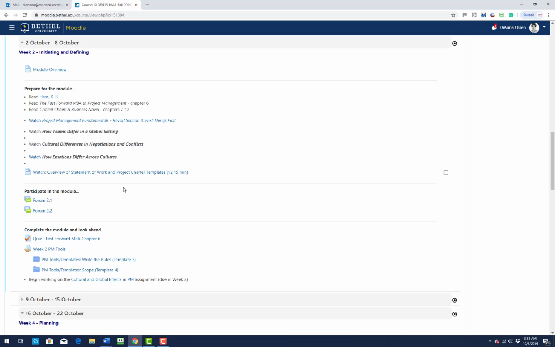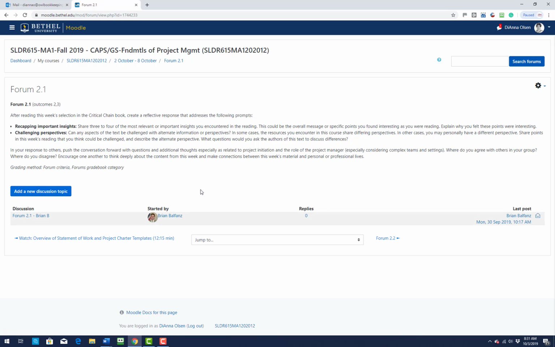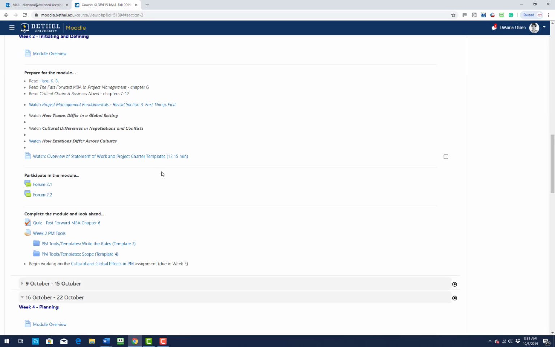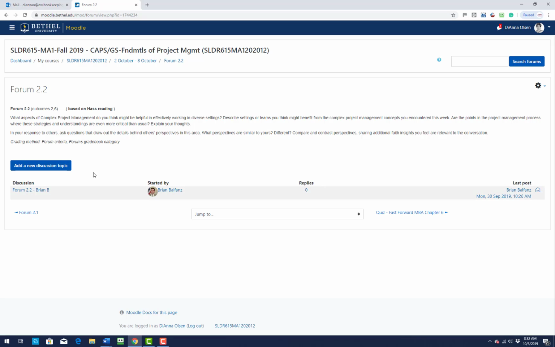So let's just go ahead and click into form 2.1. We'll take a quick peek at this. This one is going to be about the selection in the critical chain book. This is going to be your feedback as you move through that fictional book as far as trying to apply critical chain, what that means, trying to help you in a storyline to understand that. And then also in 2.2, this is going to be based on the Haas reading. What aspects of complex project management do you think might be helpful in effectively working in diverse settings? So we're going to be talking about this cultural piece.